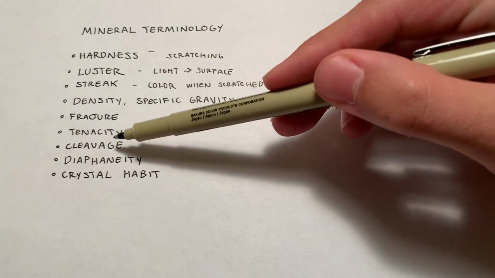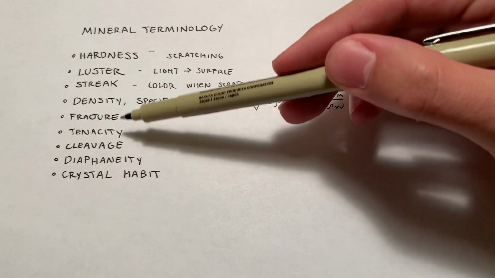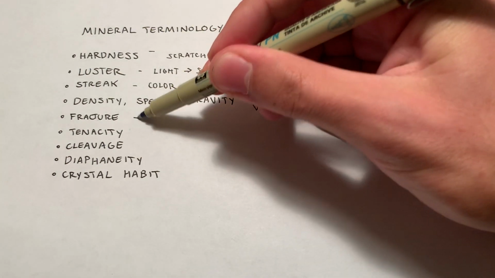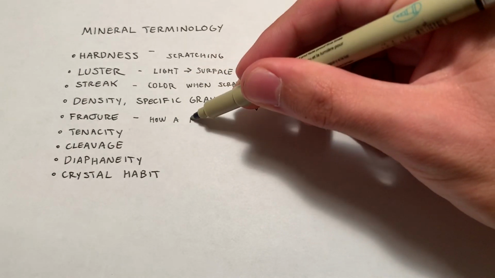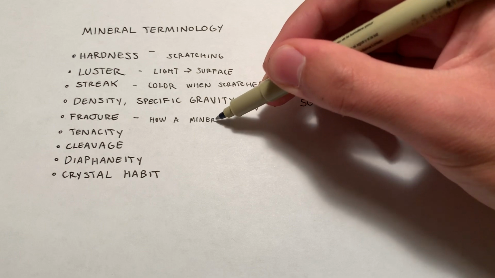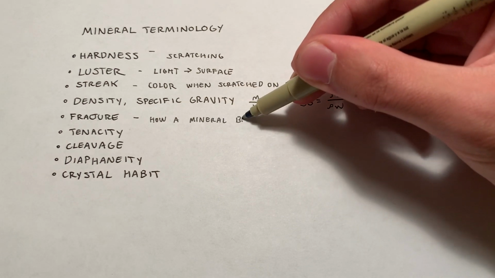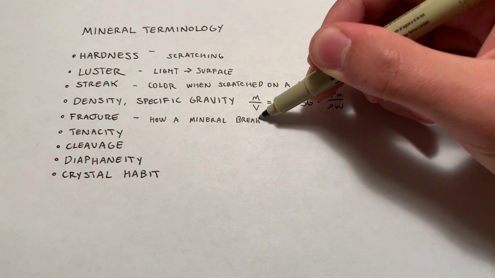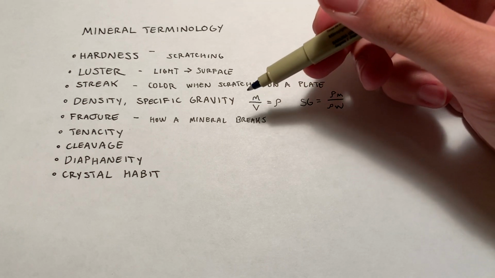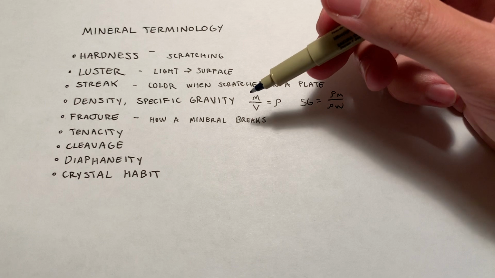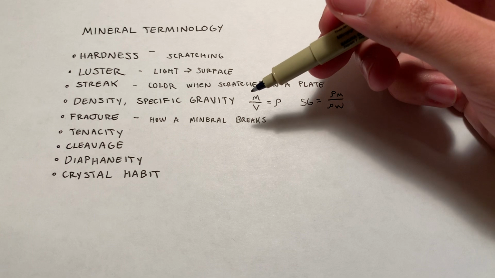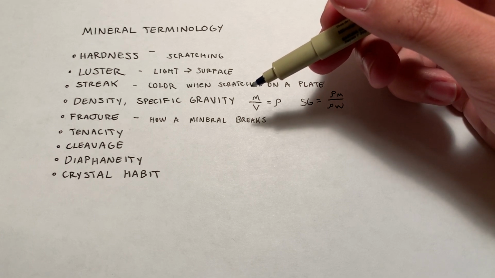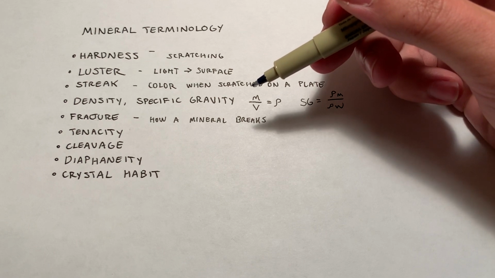Fracture. Now, fracture and cleavage, it's important to note the differences between these. Fracture is just how a mineral breaks in a very general sense, right? How it breaks. And you'd say, well, what does that mean, right? And we describe fracture with terms like conchoidal, subconchoidal, uneven. It's when you break a mineral. Think of smashing a crystal with a hammer or something like that. What's going to happen to it, right? What's that break going to look like?